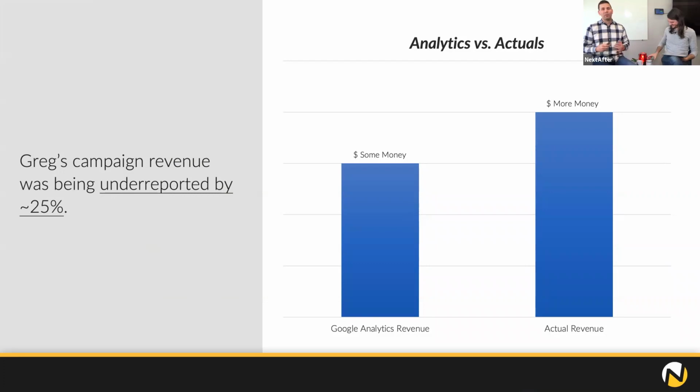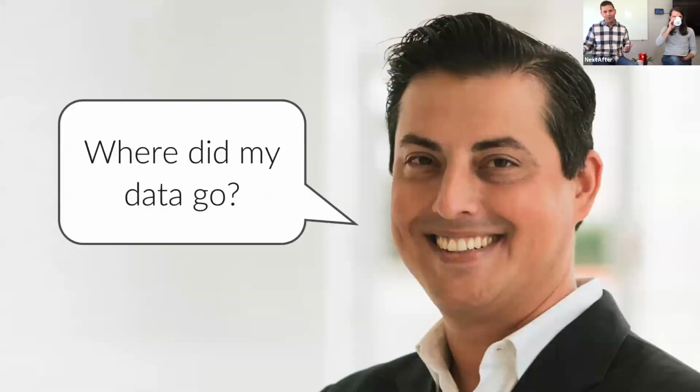So it led to one of the more natural questions that he asked on this one, which was, "Where did my data go?" Now, we've always said Google Analytics can't be perfect, but seeing a 25% discrepancy is a problem. So he actually tasked me and my team of developers to do some investigation.